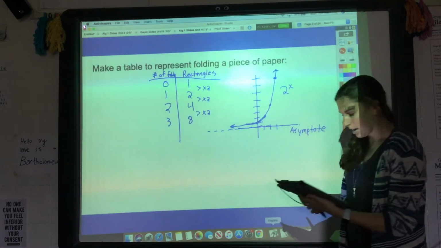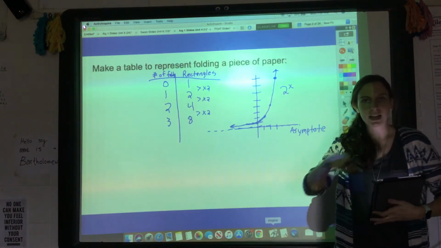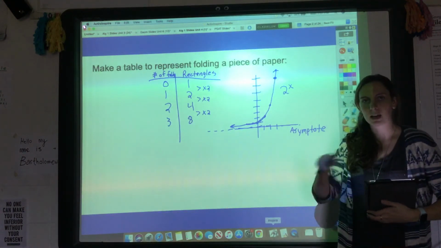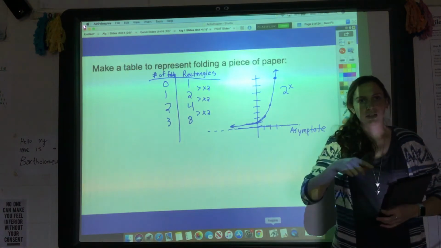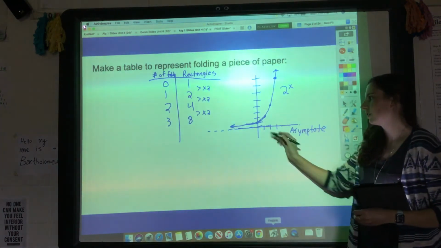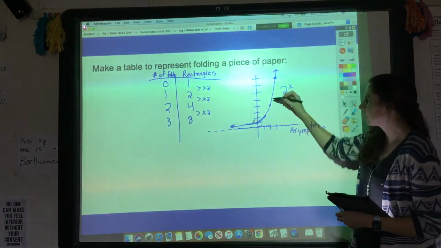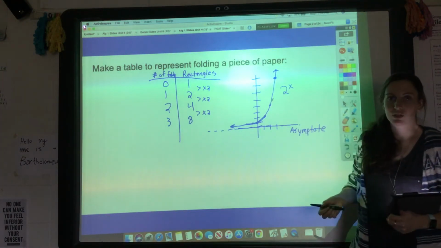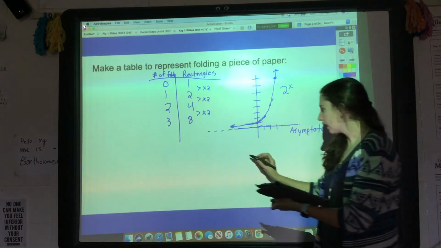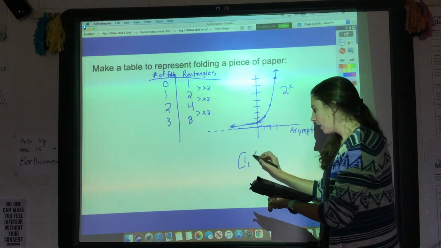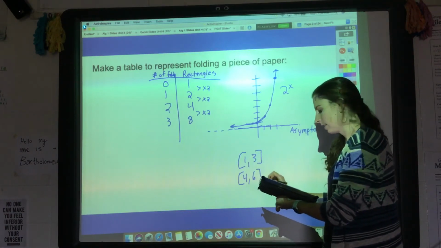Okay. I also wanted to mention, with a line, the rate of change is the same no matter where you are on the line. With an exponential, the rate of change changes based on where you're at. For example, right here, the average rate of change is very small, whereas if I look over here, the average rate of change is very big, it's very steep. For example, let's look at the interval 1 to 3 versus 4 to 6.